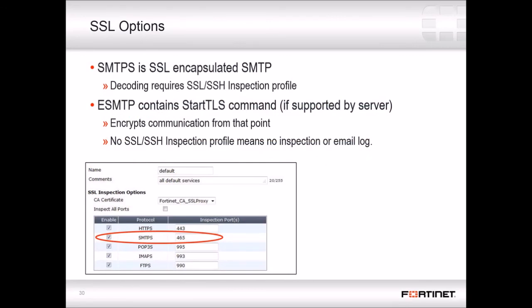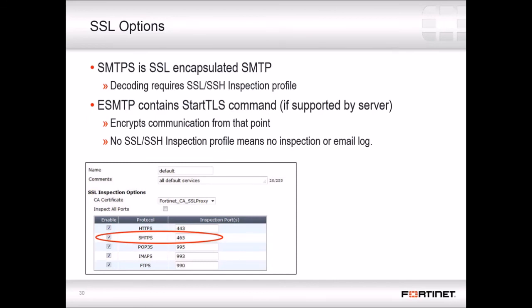SSL encryption is another aspect of email. Turning on inspection is fairly straightforward. SMTPS is a separate protocol from SMTP and operates on a different port. It's really just SMTP encapsulated using encryption. In order to be able to do any kind of content inspection on that sort of traffic, you will need to apply an SSL SSH inspection profile.